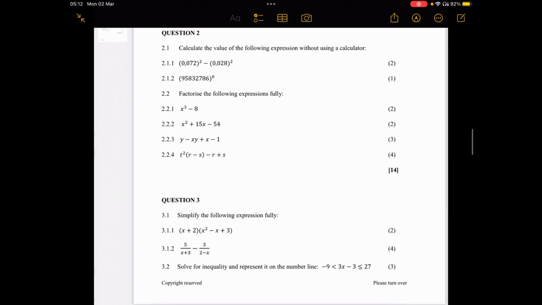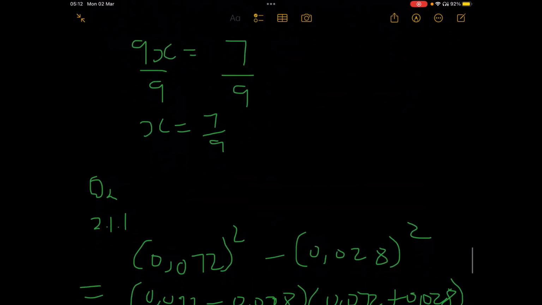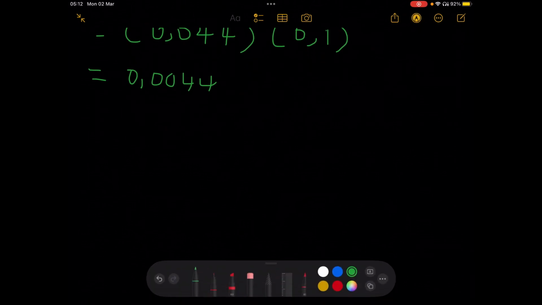Next up, if any number or integer or variable has been raised to the power of 0, the answer should be equal to 1. So I don't think there's much explanation to that. That's laws of exponents or definitions. 2.1.2, the answer is 1.